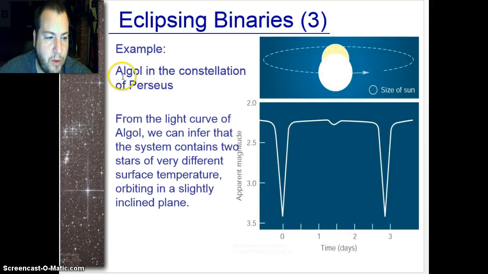Okay, another example, Algol in the constellation Perseus is an eclipsing binary. They don't totally eclipse each other, so we see this little dip right here when they're edge on. But here would be the dip as one goes behind the other. We can infer that this system contains two stars of very different surface temperature orbiting on a slightly inclined plane, and we know that because of this little dip right here.